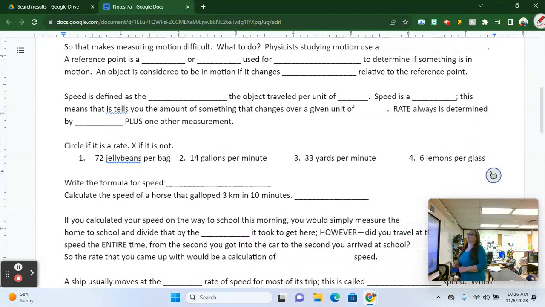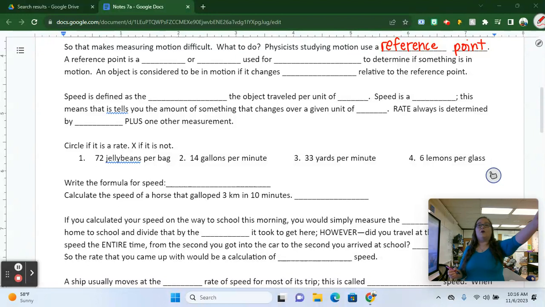So that makes measuring motion difficult. So what do we do? Physicists that study motion use something called a reference point. So if you're studying the motion of the stars, you pick a star that's distant and is so far away that it seems to not move, and then you look at the other stars that are closer and see how they move in relation to that star.